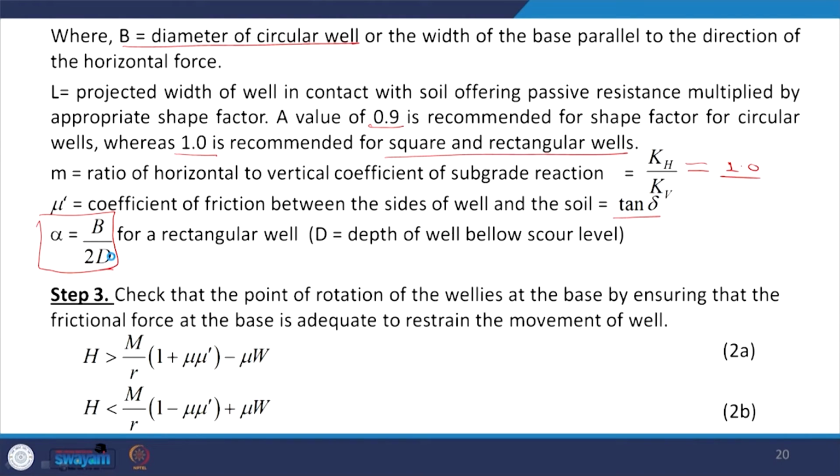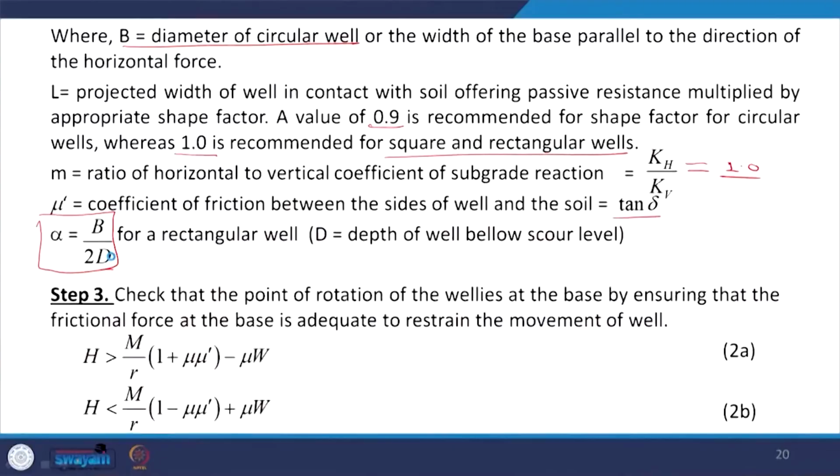From step 3 onwards, some checks are applied. I am not going into the derivation of these checks, how these equations have come, because they are too complicated. Rather, we are going to discuss their application part. So, what is the condition for stability of the well?